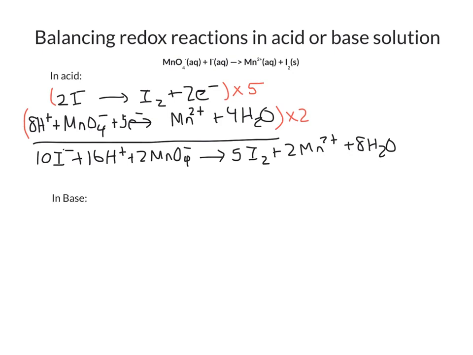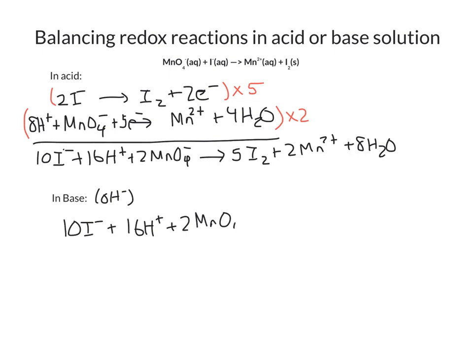But what if my solution is basic? If my solution is basic, then I have a lot of OH minus around, but I don't really have a lot of H plus around. And so the trick is that balancing things using OH minus and water is a little bit more tricky than using H plus and water. So what we're going to do is always balance it in acid first, and then use the equation that's balanced in acid. So we'll just use the equation that we already balanced, and change it into a base equation.